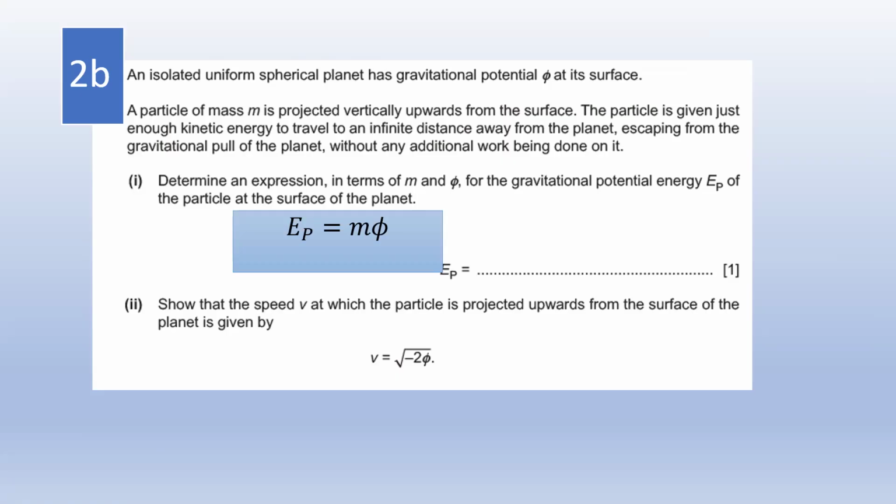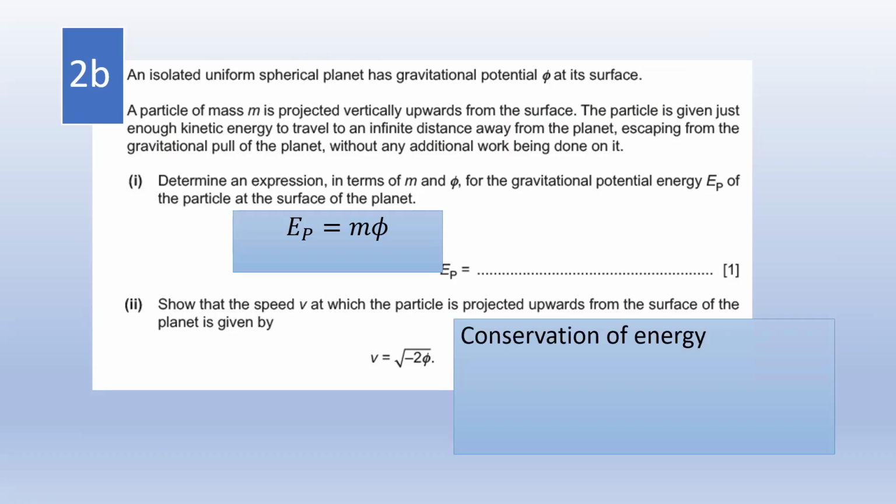Show that the speed at which the particle is projected outwards from the surface of the planet is given by the expression. Use conservation of energy. Total energy is potential energy plus kinetic energy. Take this one over and cancel the m off. So far okay? Any question you want to ask? Okay, you're happy. Let's carry on.